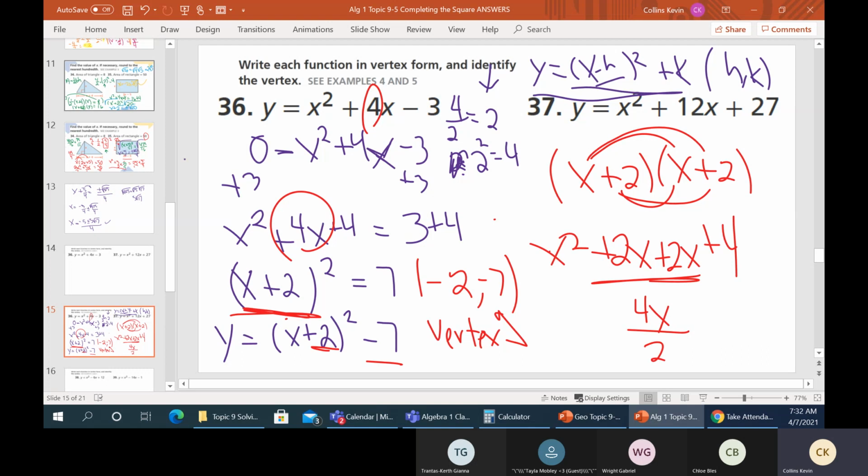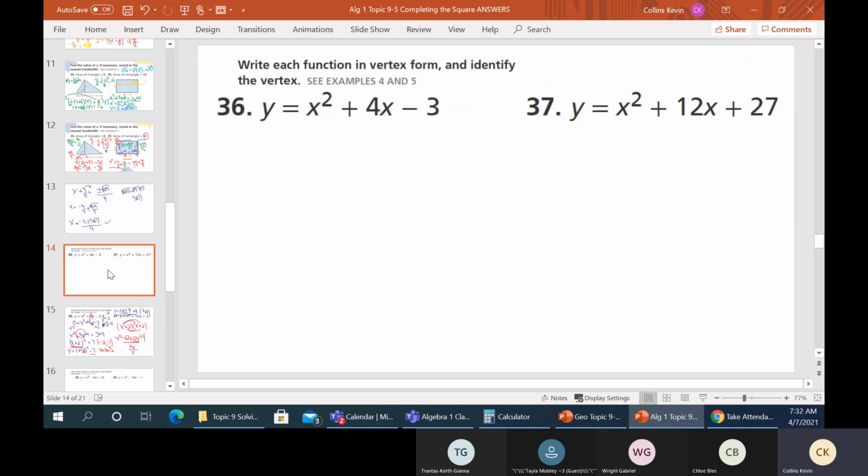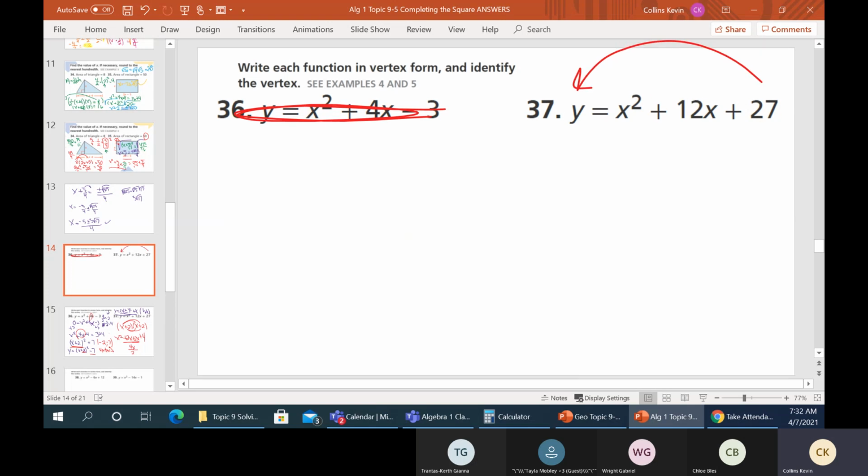All right, so let's go ahead and check out the other one here. This one we're doing number 37, so we're not doing this guy. We've already done him. Okay, so same thing. We're going to bring the 27 over here. So we're going to start with x squared plus 12x. And then we put the 27 on the other side, he becomes negative 27. Okay?